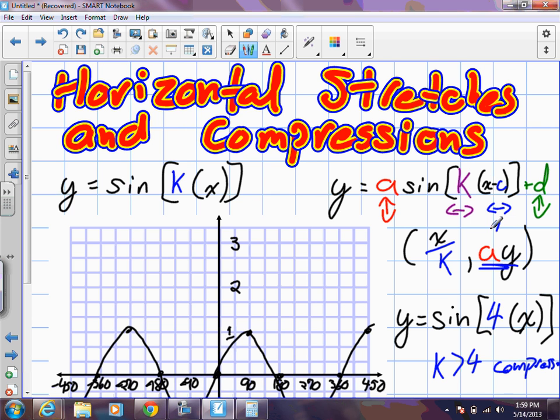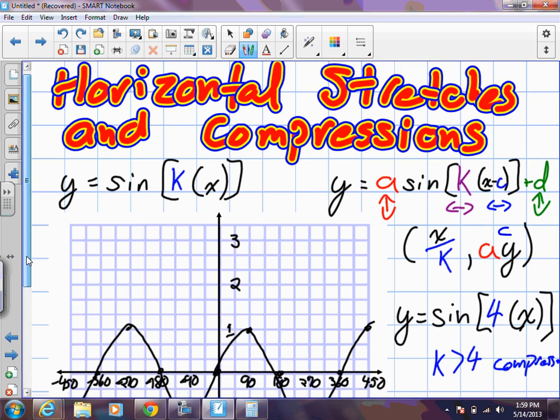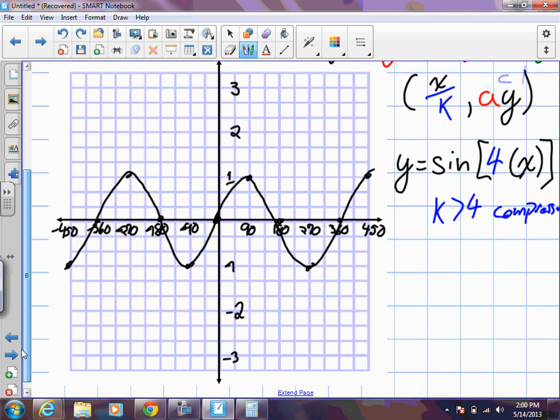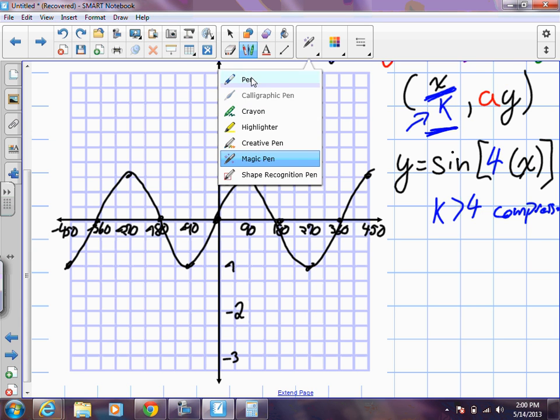So if you've already seen A, we know that when A is greater than 1, it stretches it. When it's less than 1 and greater than 0, it compresses. And when it's negative, it flips it on the x-axis. K is going to be a little different. What we're going to do to figure out K is follow this rule here. We take each of our K values and divide our x coordinates by them.